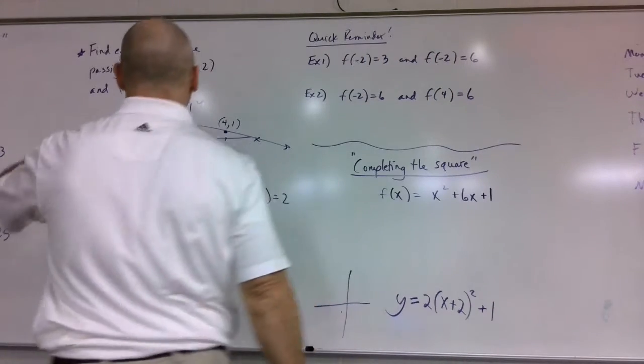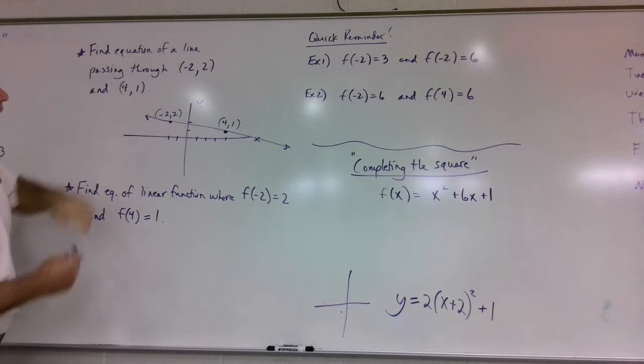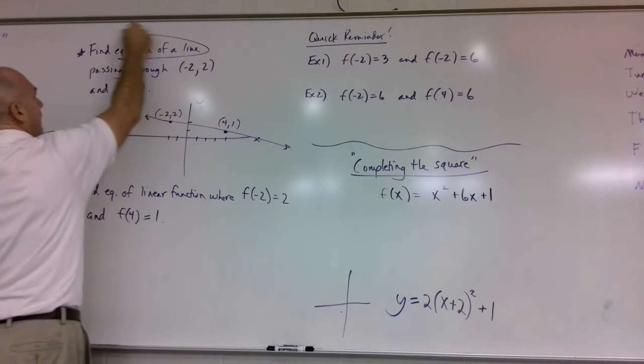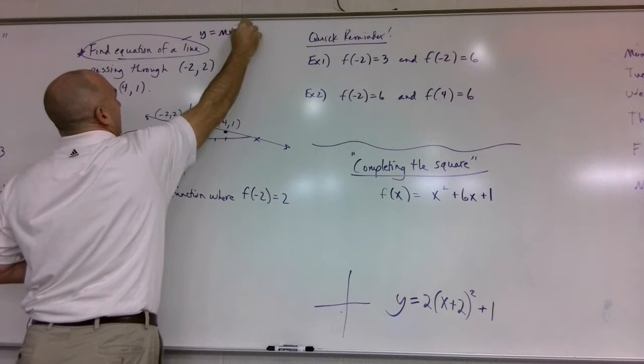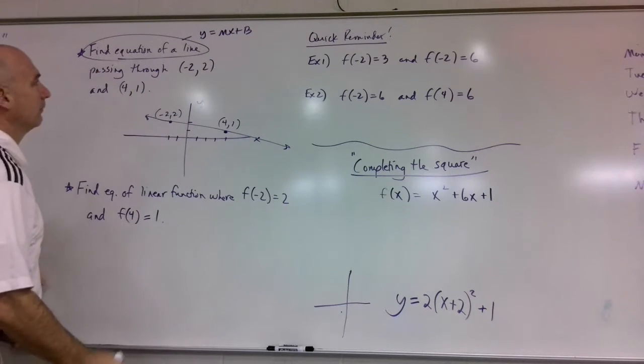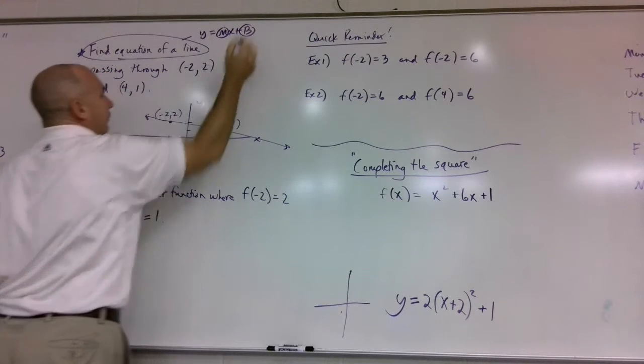So, quick review. Back in Algebra 2, you used to do a lot of problems like this, where it says, find the equation of a line. Now let's stop right there. That's saying y equals mx plus b. Okay? Which means you got to find the slope and you got to find the y-intercept.